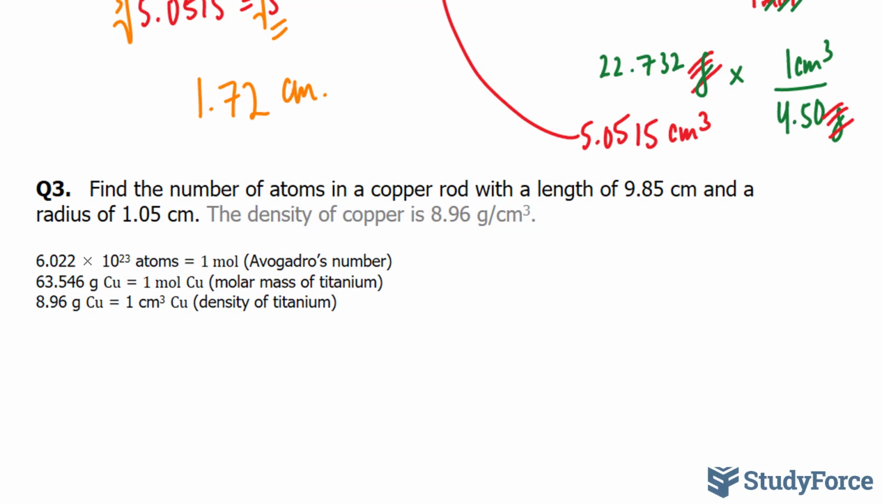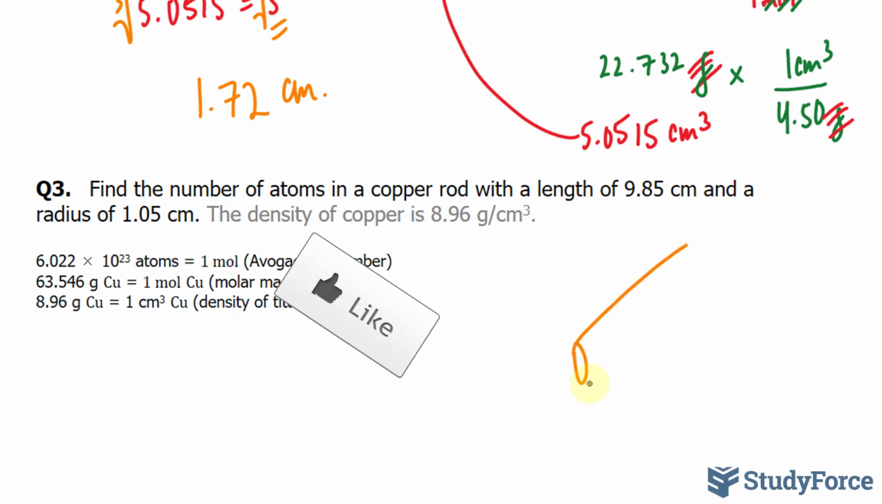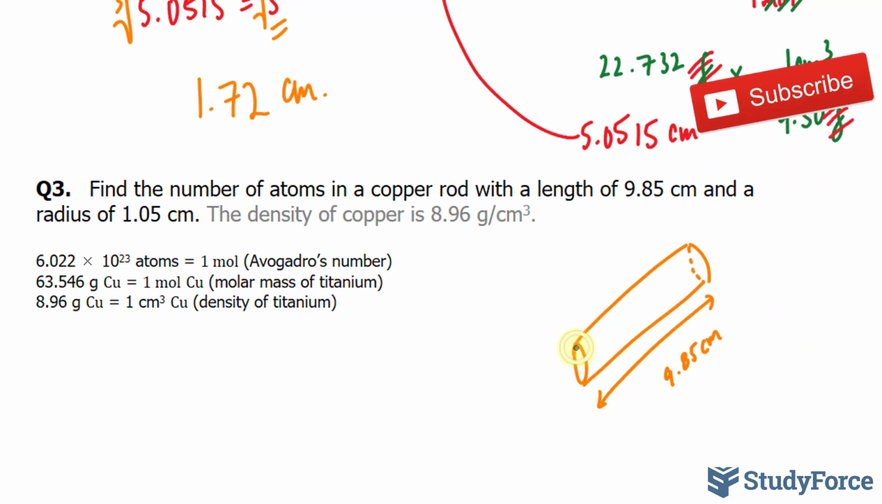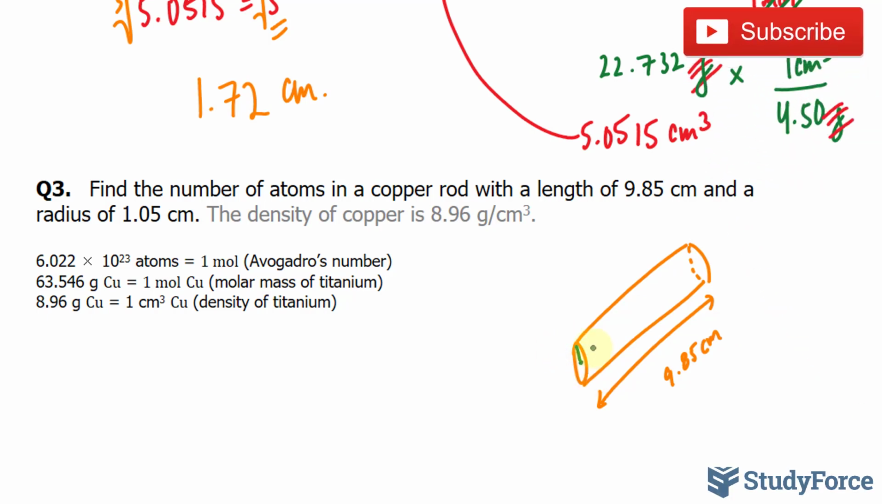The key to answering this question is to understand the shape of a rod. A rod takes on a cylindrical form. So let's pretend that we have a cylinder that looks like this, and it has a length of 9.85 centimeters, and its radius, which is the distance from here to the center of the circle, is 1.05 centimeters. What we have to do is find out the number of atoms.